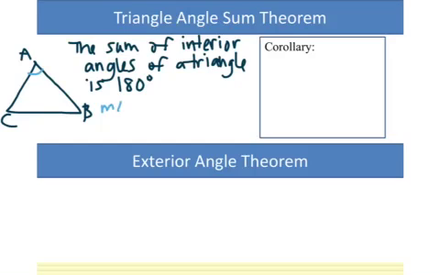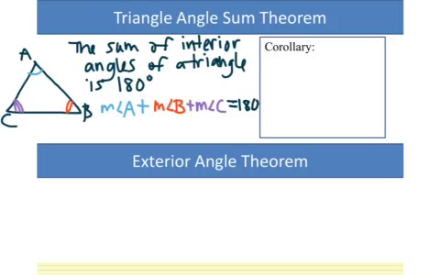So what we would write for this example is that the measure of angle A, plus the measure of angle B, plus the measure of angle C, all equals 180.